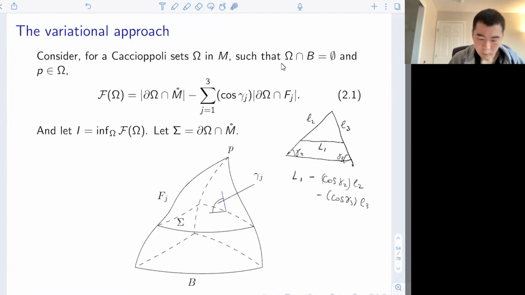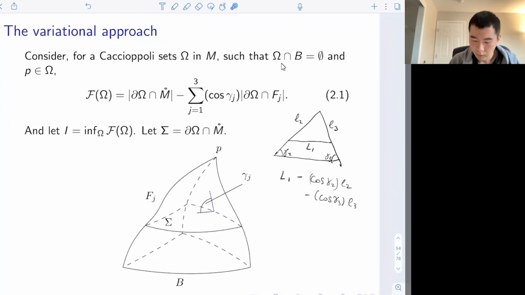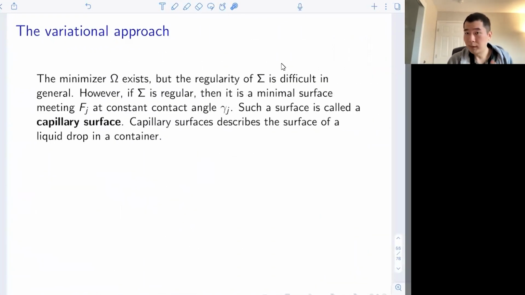Now, this functional will achieve its infimum among all separating surfaces. Let's take the infimum and take the separating surface to be sigma. The minimizer will always exist, and this is a result of the maximum principle. The regularity in general is the difficult question, namely how many derivatives you can take on the graphing function of such a surface. But assume that the surface is regular, then it is a very nice surface.